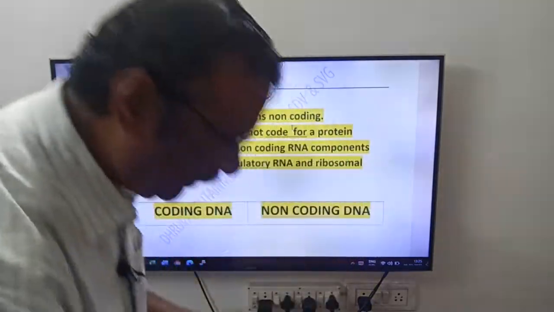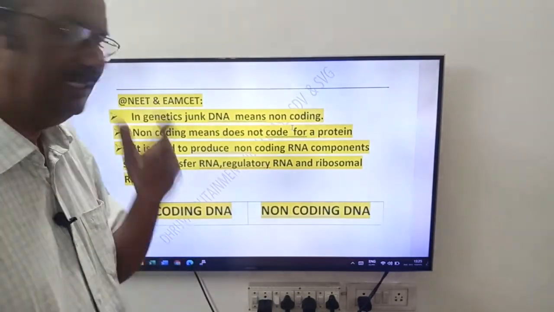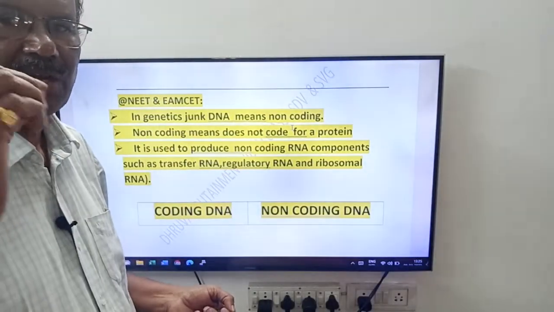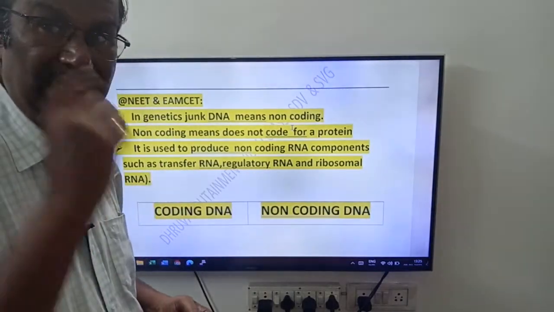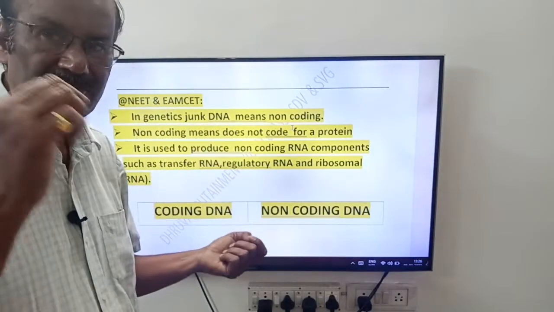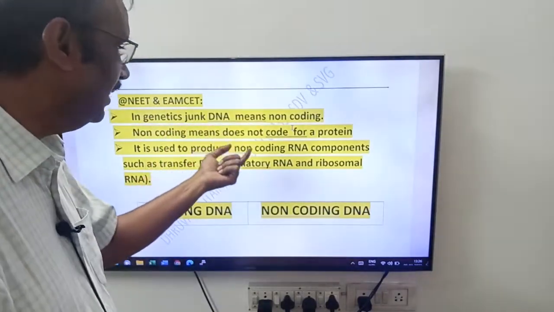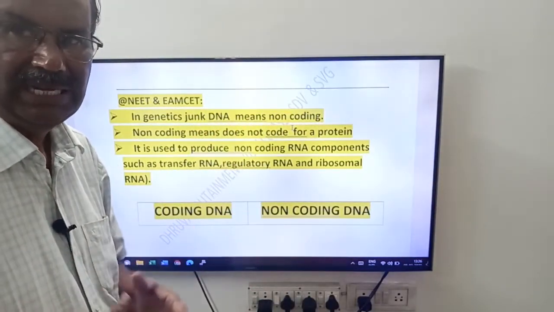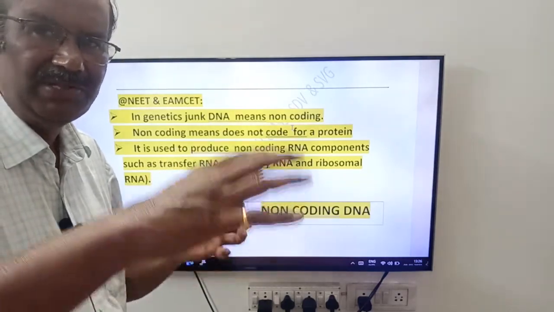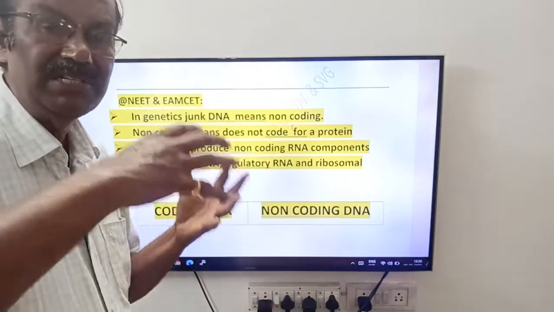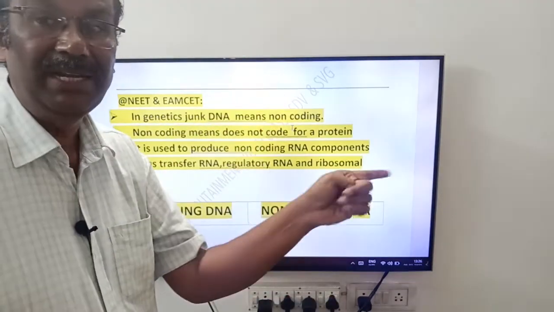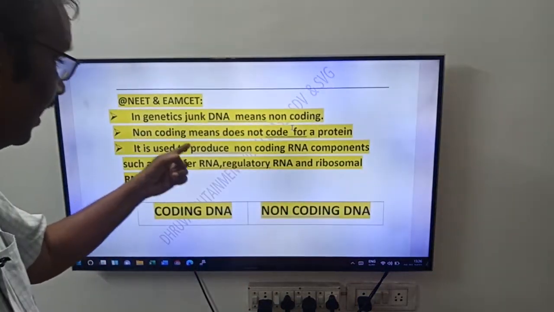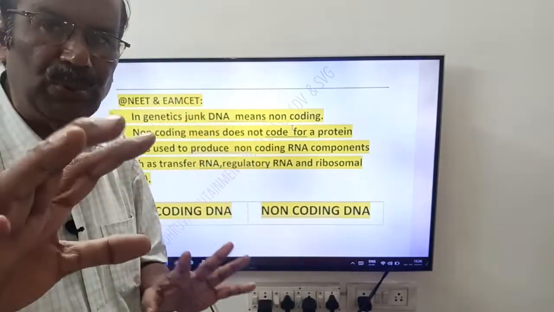Now see, friends. For MSET and NEET, you have to remember these words. In genetics, junk DNA means non-coding. Non-coding means does not code for a protein. Proteins are made up of amino acids. At the time of protein synthesis, you have to arrange amino acids in a sequence. That sequence of amino acids is coded by whom? By the nitrogen bases, that is the triplet codon. So junk DNA or non-coding means what? It does not code for a protein.